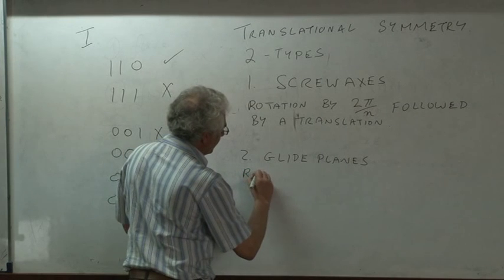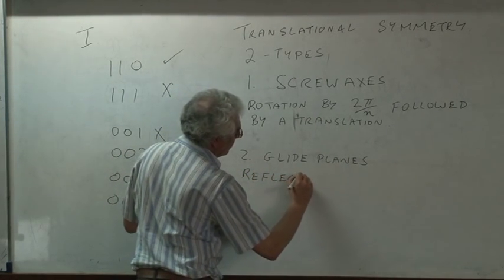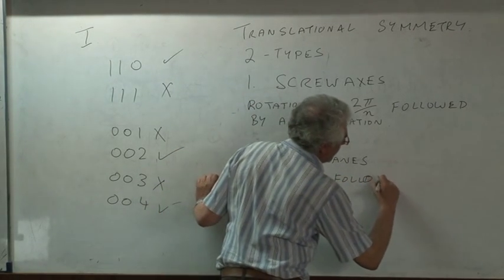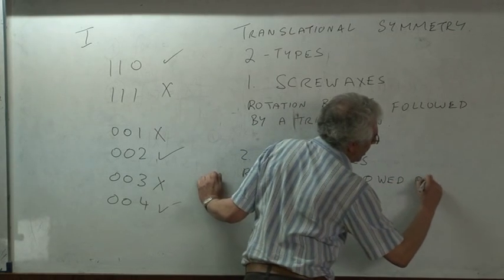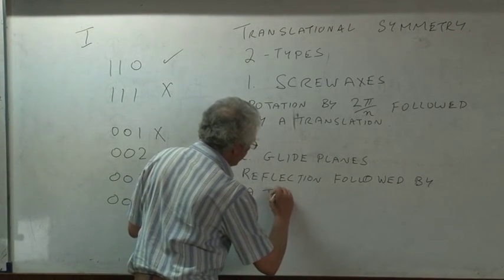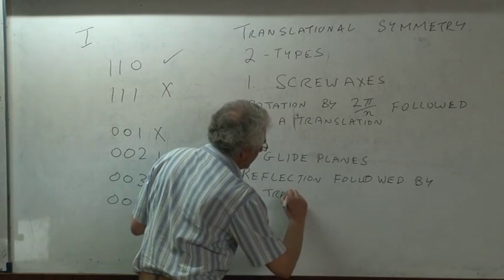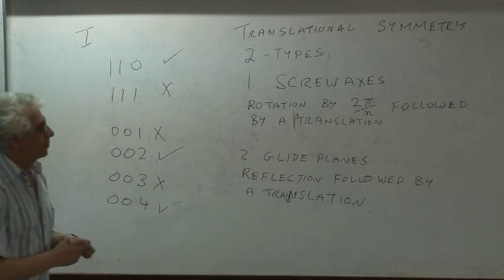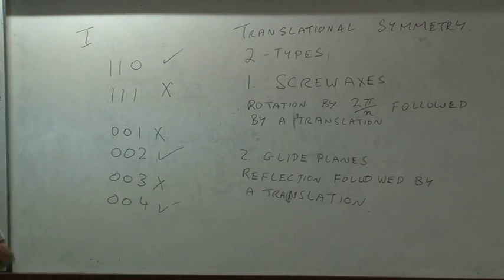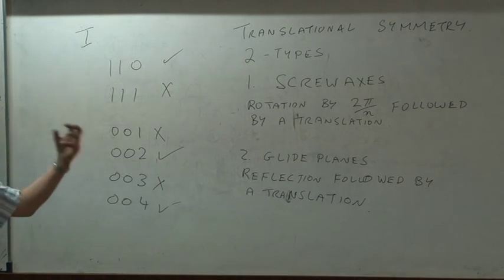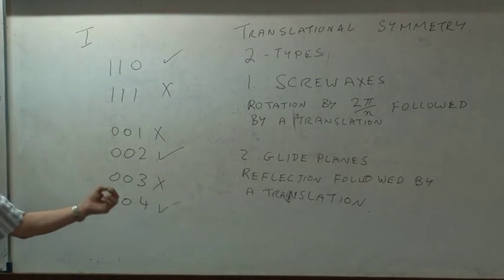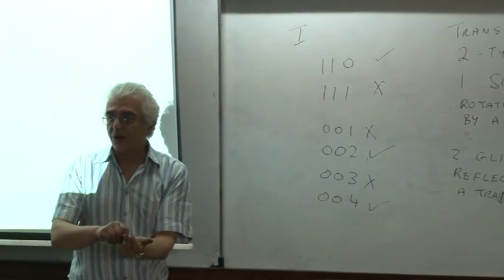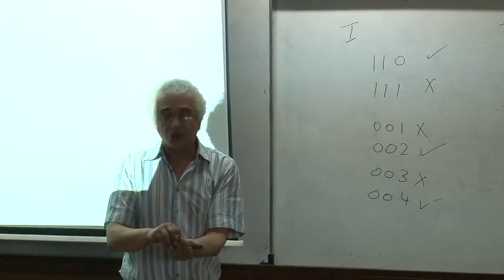A glide plane is a reflection followed by a translation. So this again is very important for us. This allows us, now that we've already got the type of centering, to check what translational symmetry there is in the structure.